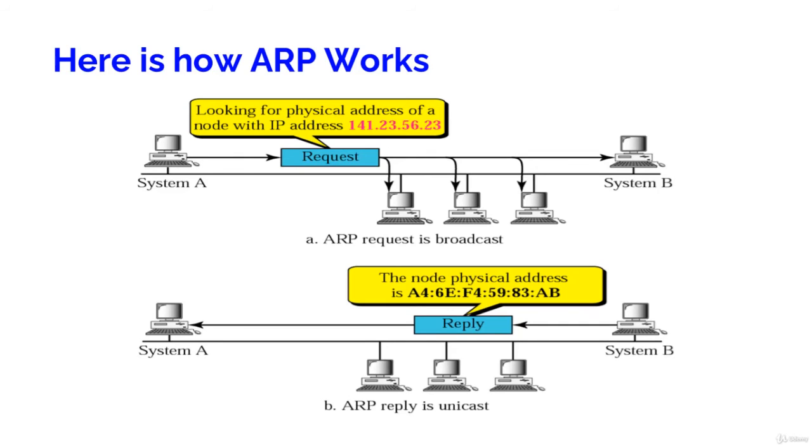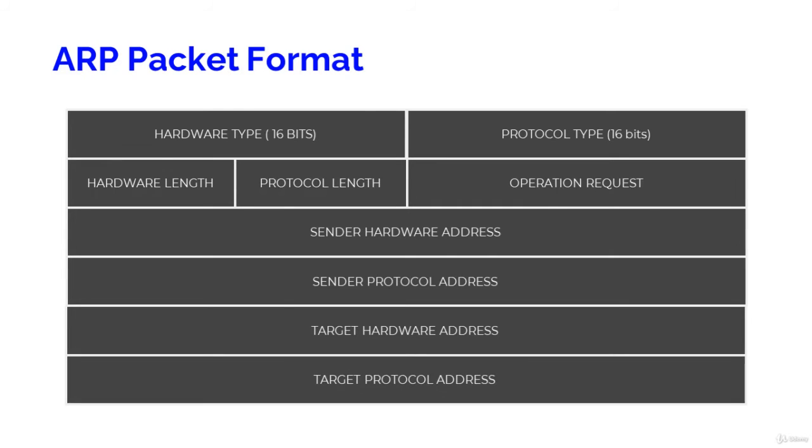And the last step, the source machine will update its Address Resolution Protocol cache with the sender hardware address and the sender protocol address it received via ARP reply message. So this is how ARP works.